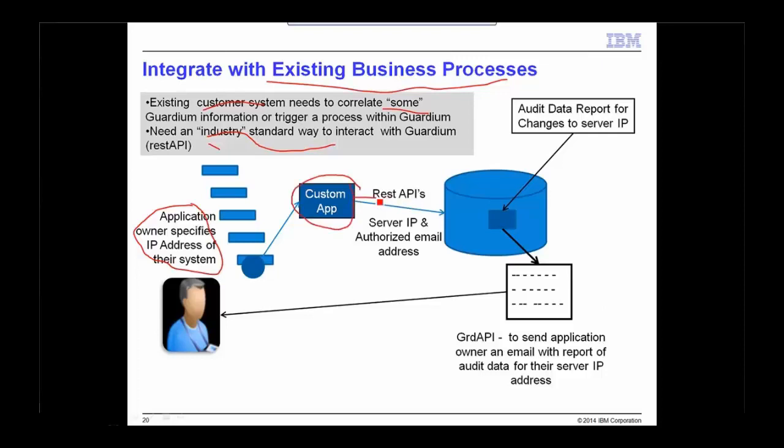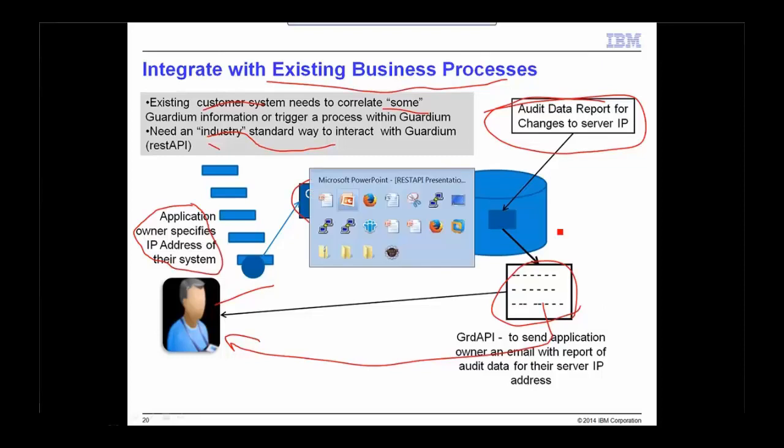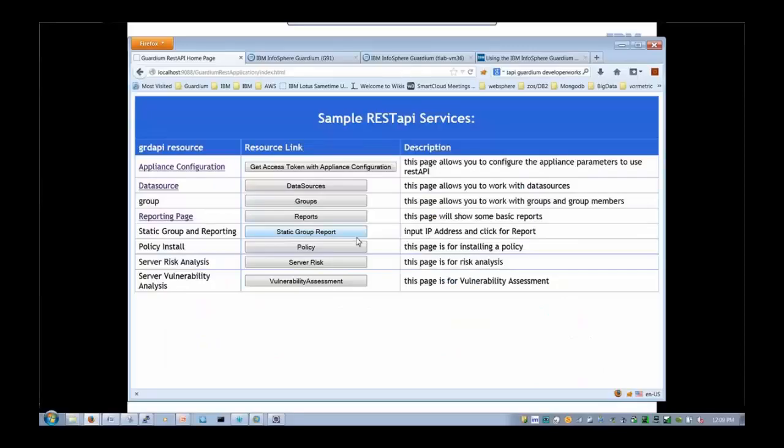We're going to build this little custom app using REST API. This application owner, who is responsible for different server IPs, is going to request information, because this report could be 1 million or 2 million rows. We send the Guard API command, and then the Guardium appliance sends the application owner an email with the report. The report will contain all of the audit data with changes to the server IP, so it could be DML or DDL, things like that. This is our scenario.